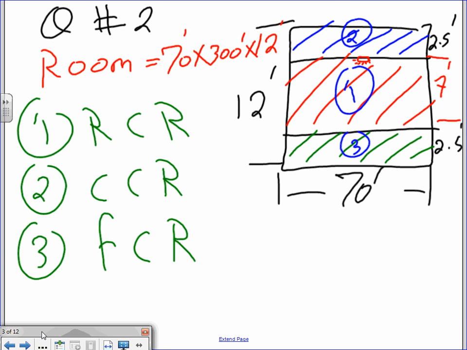Question number two, ladies and gentlemen, asks about room cavity ratio, ceiling cavity ratio, and floor cavity ratio. It's telling you that you have an area of 70 by 300 by 12. So length, width, and height. And we need to find RCR, CCR, and FCR: room cavity, ceiling cavity, and floor cavity.